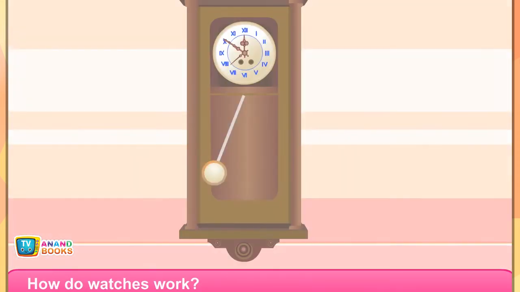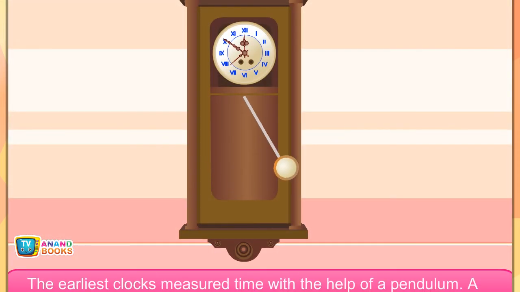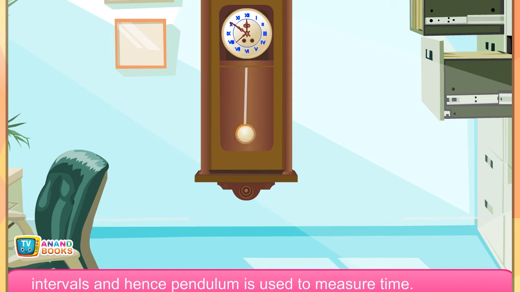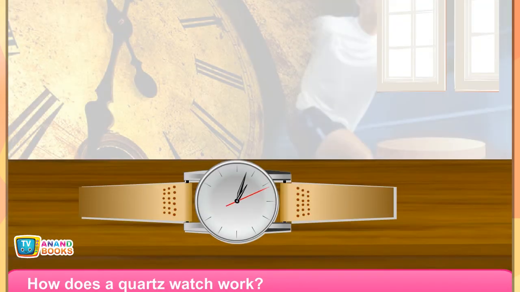How do watches work? The earliest clocks measured time with the help of a pendulum. A pendulum has a periodic motion. Its one complete movement is called an oscillation. The time taken to complete one oscillation can be adjusted in desired time intervals, and hence a pendulum is used to measure time.